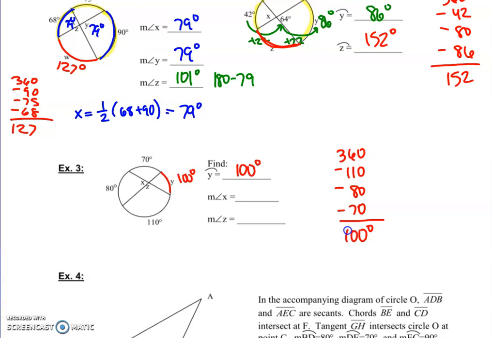Now the next one, you can find either one, x or z. You have to find one of them using the formula. I'm going to find x, which means I need to use these 2 arcs here. So x equals 1/2, 80 plus 100. That's 180. Half of 180 is 90. So if x is 90, that means that's a right angle. That means z is also going to be 90. 180 minus 90 is 90.